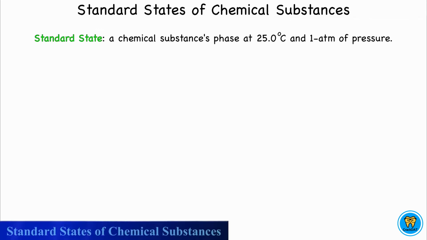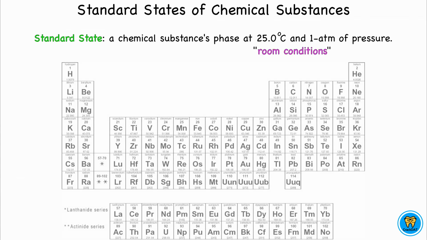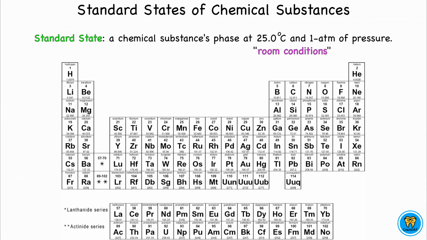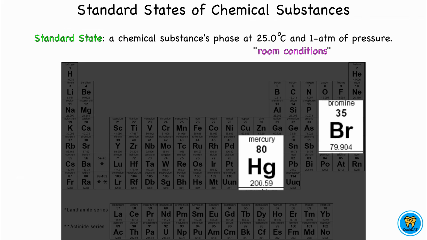The standard state of a chemical substance is its phase, solid, liquid, or gas, at 25 degrees Celsius and 1 atmosphere of pressure. The temperature-pressure combo is often called room conditions. 2 elements are liquid in their standard state, and they are mercury and bromine.